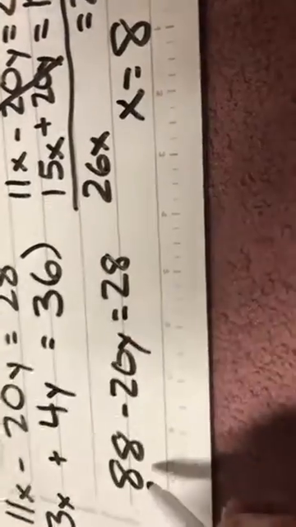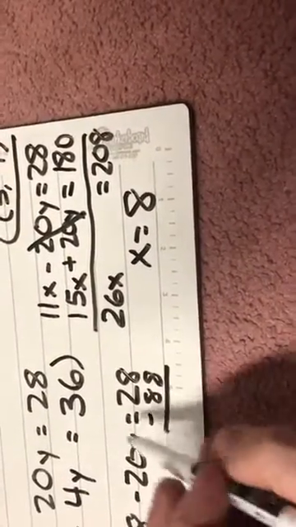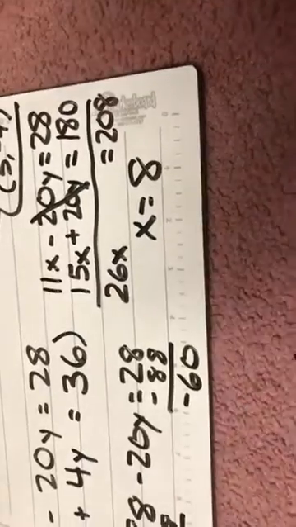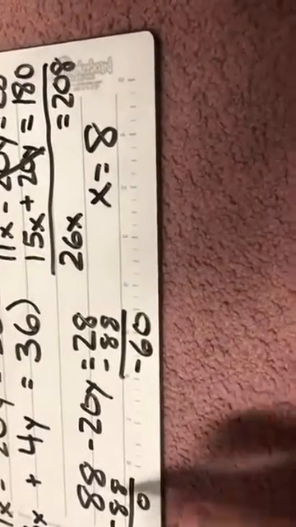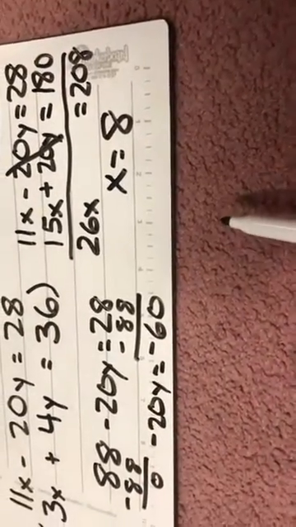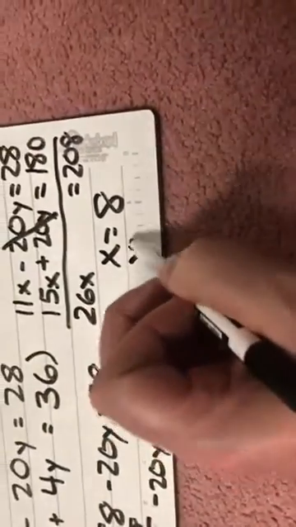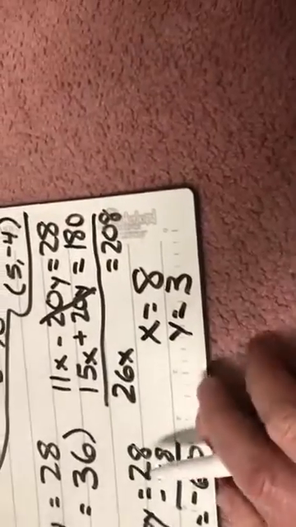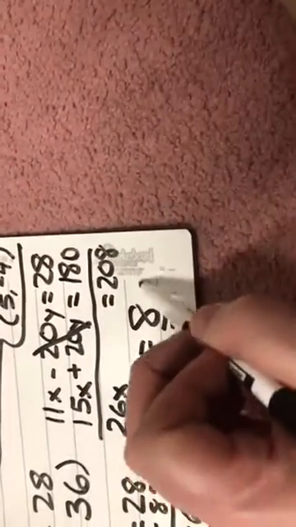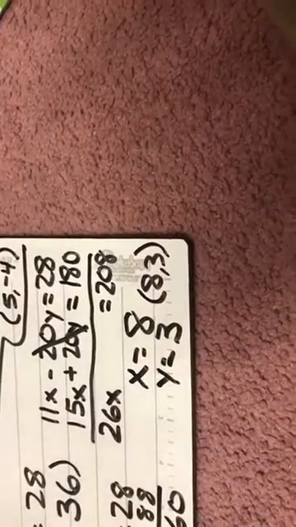Now, how am I going to figure this out? Well, I'm going to have to subtract 88 from both sides. That's going to give me 0. If I come over here and subtract 88, that's going to give me negative 60. 28 minus 88 equals negative 60. So I'm left with negative 20y equals negative 60. Well, negative 60 divided by negative 20 is 3. So y equals 3. And I find that my ordered pair for my intersection point is 8, 3. X is 8 and y is 3. All right, so that's pretty straightforward.